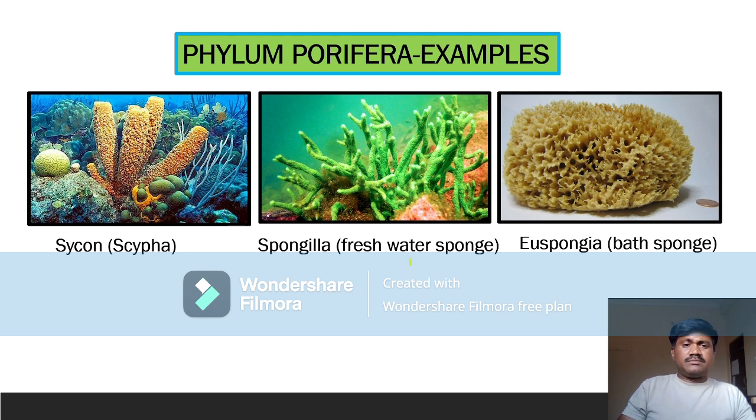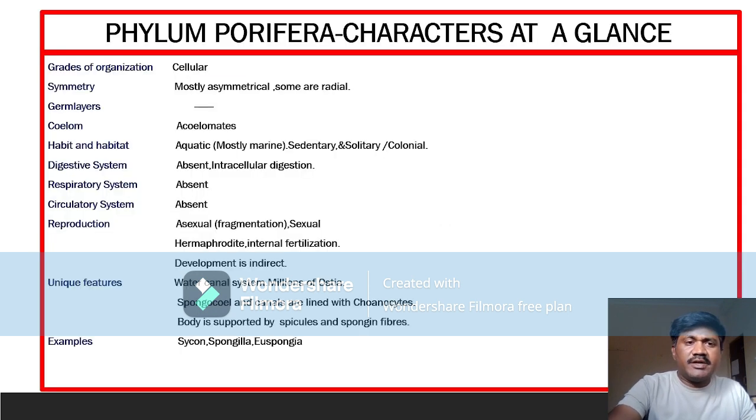Right, now come to the examples. One is Sycon, Scypha, Spongilla the freshwater sponge, and Euspongia the bath sponge. These are examples of poriferans. Look at these animals. You can observe small pores on their bodies. Look at this, so many pores are there, right? So that is why they are called what? Poriferans. Okay, I hope you understand this.